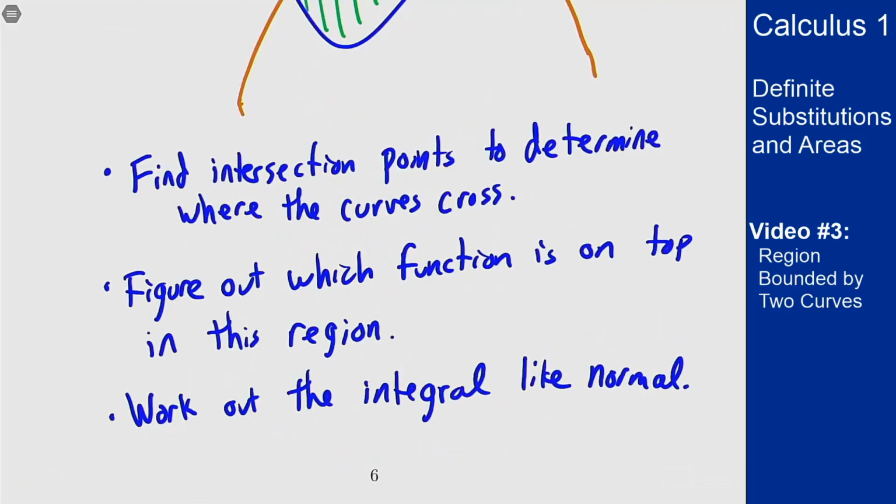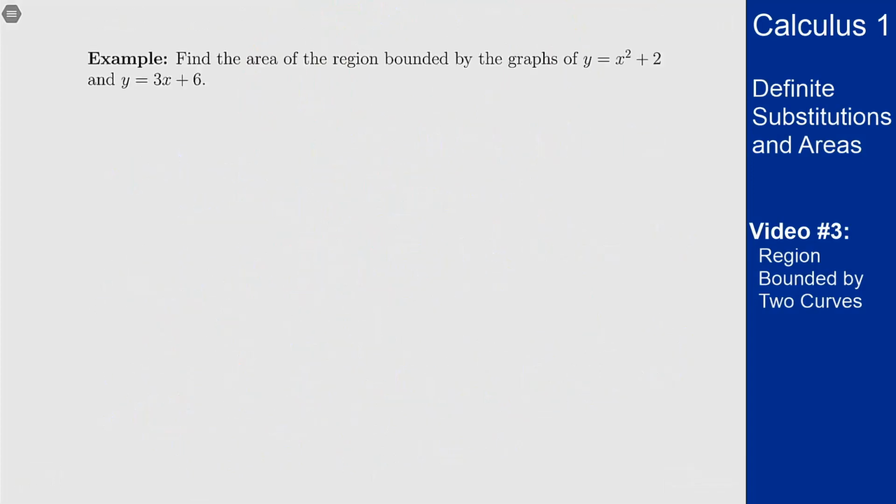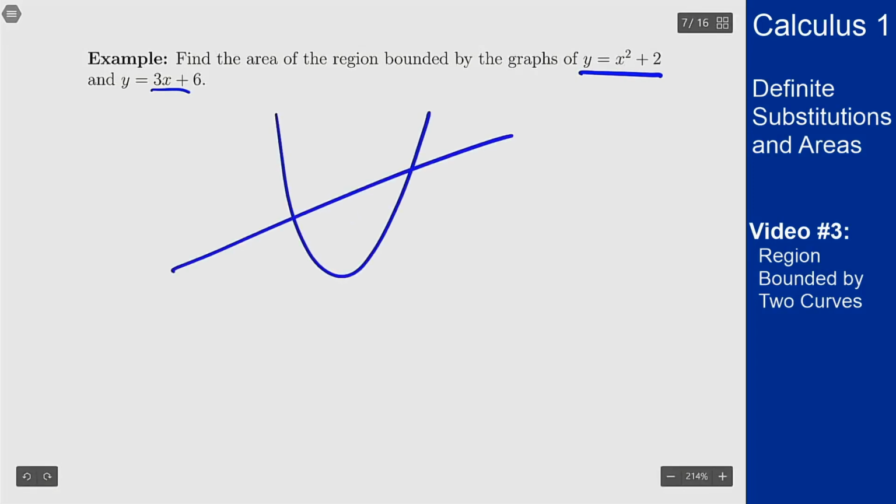Let's see one example of working all this out. Find the area of the region bounded by the graphs of y equals x squared plus 2 and y equals 3x plus 6. Based on these two shapes, this is a parabola facing upwards and this is a straight line, we should have the parabola on the bottom and the line on top, because that's the only way you're going to get a bounded region. Here's a parabola, here's a straight line. The line being on top of the parabola is the only way I get a bounded region here, because the parabola is facing upwards. So let's set these equal, figure out where they intersect, and see if we actually get that result.